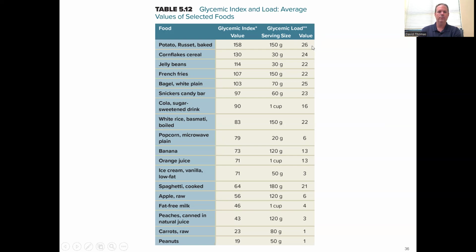Okay. If you're talking about jelly beans, well, how many jelly beans are we talking about? You wouldn't know if you're looking at the glycemic index, but if you're looking at the glycemic load, you're talking about exactly 30 grams for that serving size, which has an effect of 22 on the glycemic load index. Right? So that's the only difference there. Glycemic load gives you a little bit more realistic value because it takes into account the serving size that you're looking at. So if you increase the serving size, then you would increase that value.